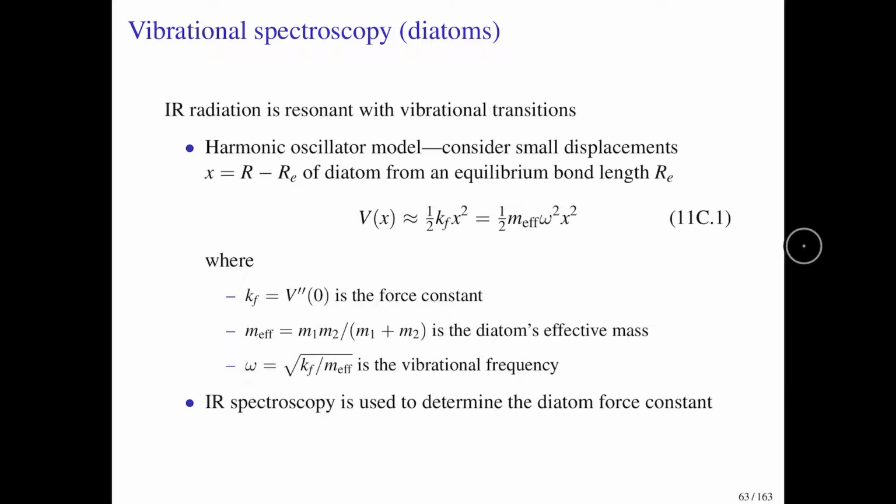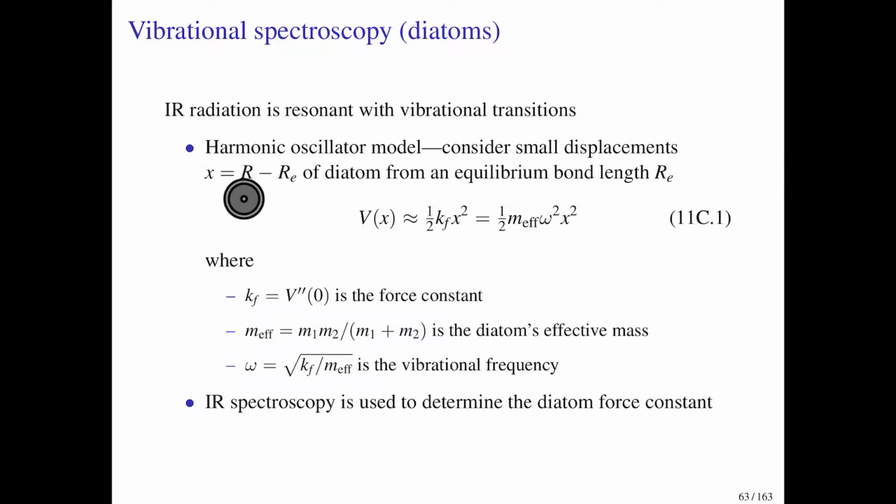As we've discussed previously, infrared radiation is resonant with molecular vibrational transitions, and we use the harmonic oscillator model as the basis for our understanding and our interpretation of infrared spectra. The harmonic oscillator model is based upon the idea that, for example, a diatom makes small oscillations, small displacements away from its equilibrium bond length.